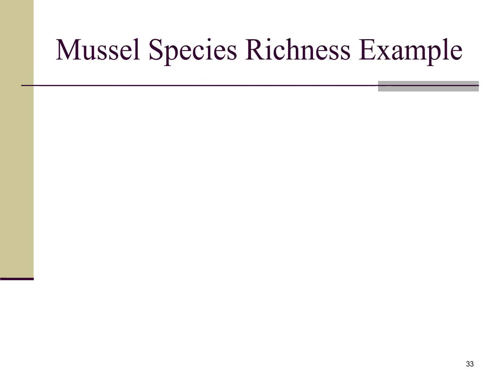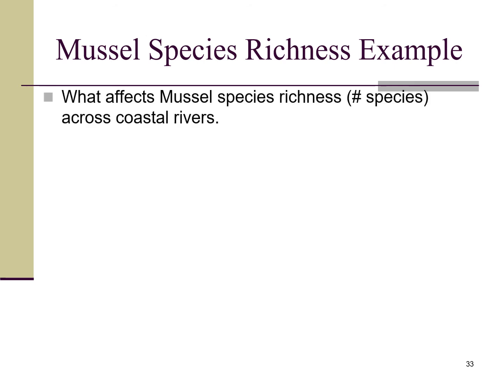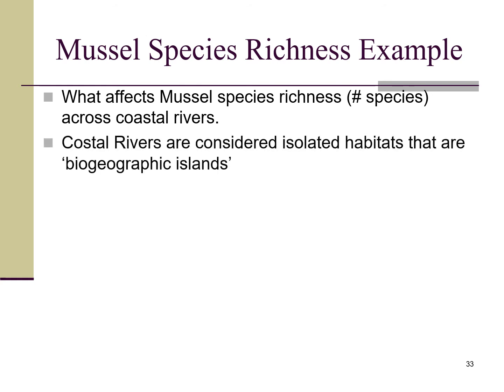So here's an example using mussels. The question is, what affects mussel species richness across coastal rivers? Coastal rivers are considered isolated habitats that are biogeographic islands, in the sense that, if you haven't done island biogeography yet, basically it is the study of what controls diversity on isolated islands, or at least in theory isolated islands.